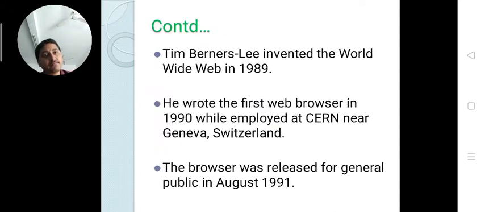Sir Tim Berners-Lee invented the World Wide Web in 1989, and he also wrote the first web browser in 1990. This means the 3 foundations and pillars of the internet: the first web browser, www, and HTML, were invented by Tim Berners-Lee. The browser, which he wrote in 1990, gained popularity and was officially released to the public in August 1991.